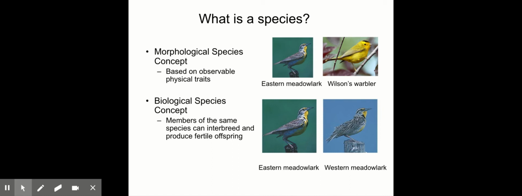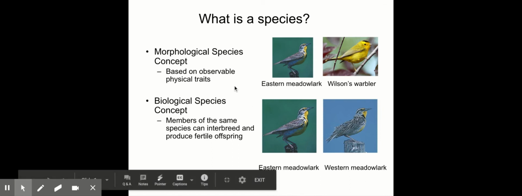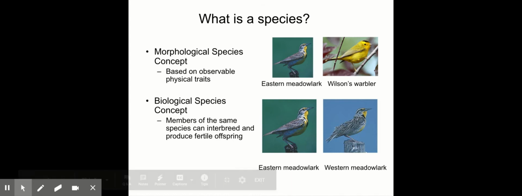One mechanism that we can use is just by looking at the observable physical traits of organisms. So the traits that we can see expressed on the outside of their body, we can use these in what's called the morphological species concept. And this would enable us to potentially identify different species when we don't have access to other tools.